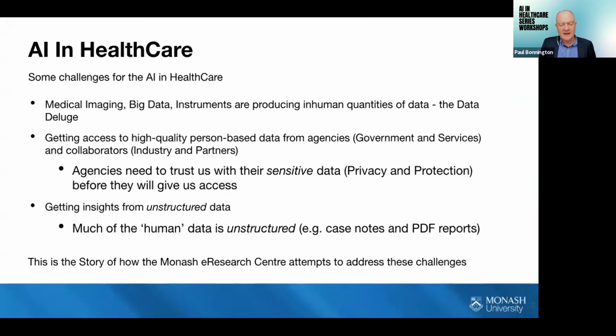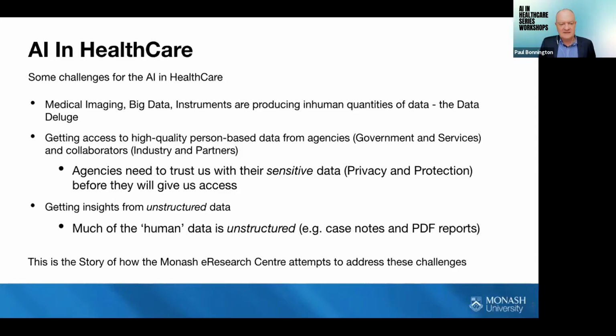And a lot of this, more than half of this, is coming out of the medical and health fields. The instruments themselves are getting better all the time, and they're producing more data, inhuman quantities of data. This is why AI is important, because AI really is that inhuman tool that we have that can let us deal with the data deluge.